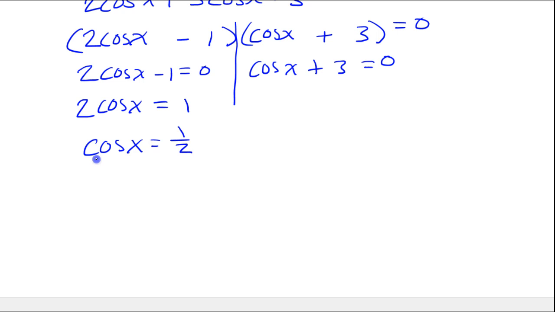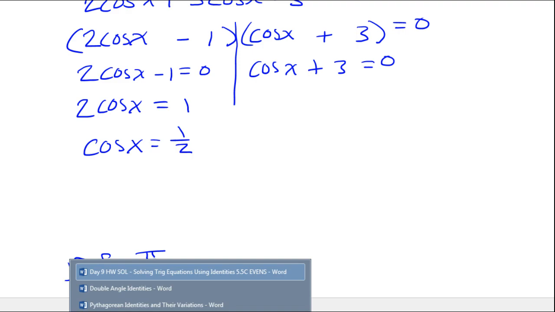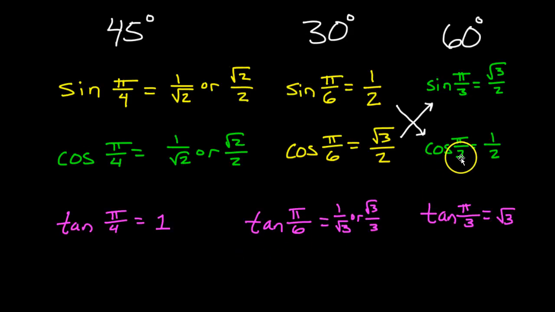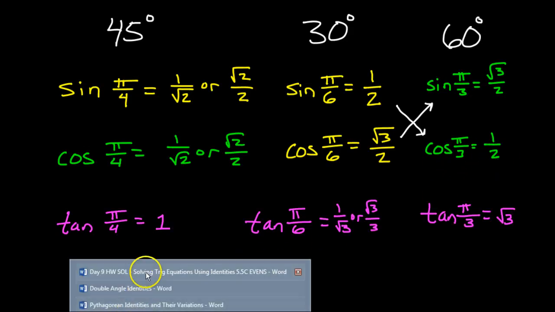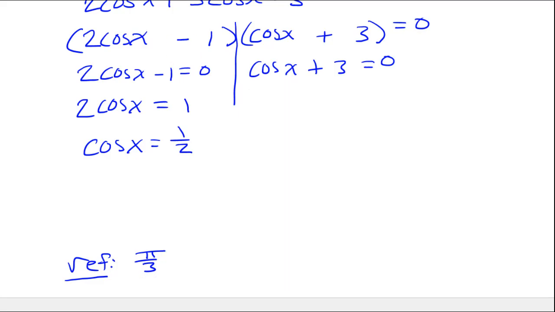Now, the cosine of what is 1/2? I'm hoping that you were just thinking pi over 3. That's going to be my reference angle, pi over 3, because we know that the cosine of pi over 3 is 1/2. Now, this is not the answer, it is the reference angle. So what I need to do is think about my diagram.